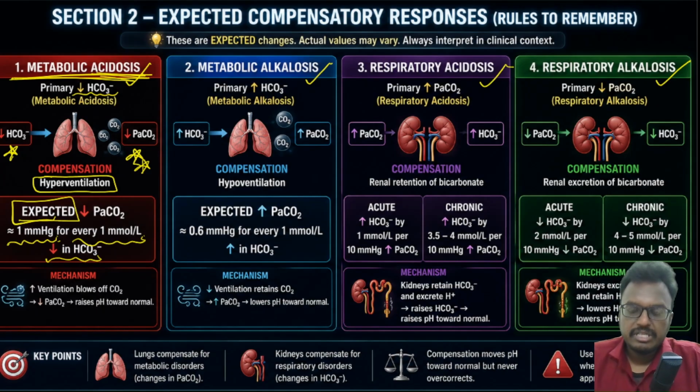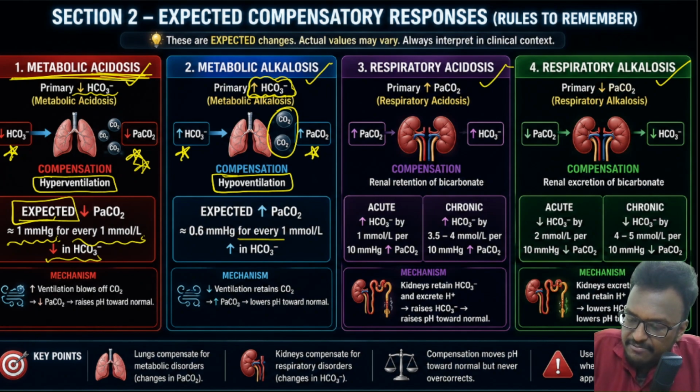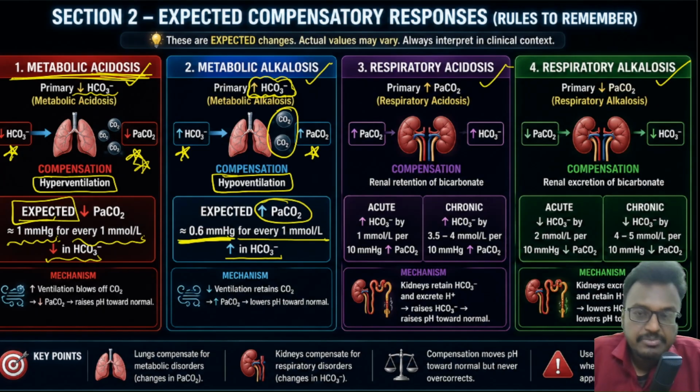Now let's talk about metabolic alkalosis. The primary defect here is an increase in the bicarbonate levels. Because of the increase in bicarbonate levels, the compensatory mechanism working here is hypoventilation. The lungs will decrease the ventilatory rate and the CO2 will be retained. Because of that, there will be an increase in PaCO2. So the compensation here is that for every 1 millimole per liter of increase in bicarbonate, the PaCO2 is expected to increase by approximately 0.6 mmHg.